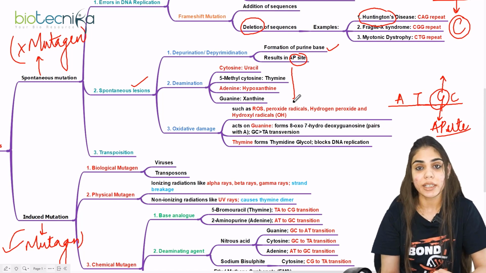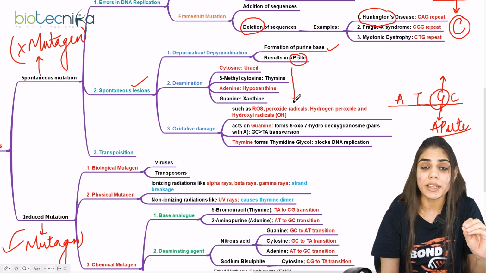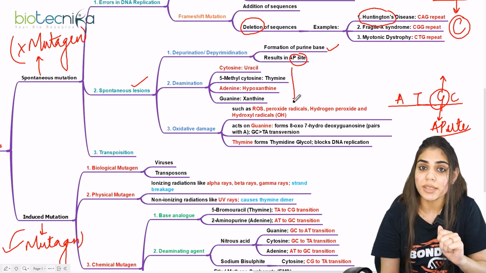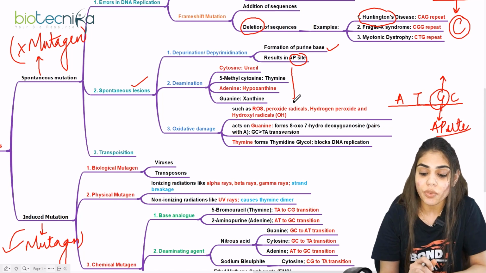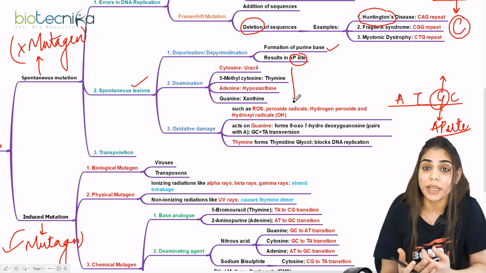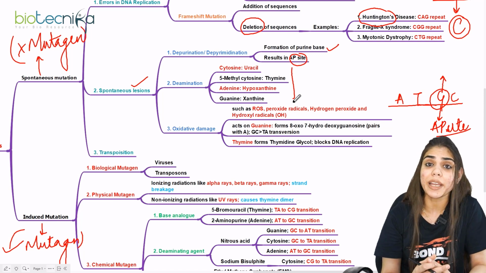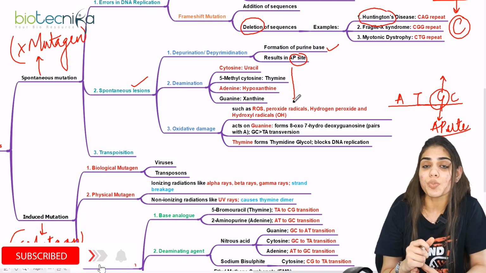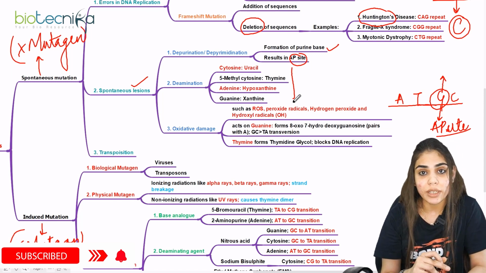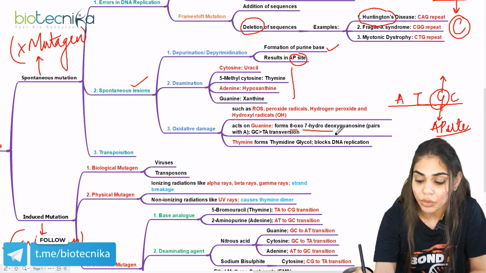What about oxidative damage? The name itself suggests damage that occurs in DNA in the presence of oxygen radicals, and that is called oxidative damage. Examples can be any reactive oxygen species: it can be hydroxyl radical, peroxide radical, or even hydrogen peroxide. All these molecules cause damage in the DNA. It mainly acts on guanine and converts guanine to form 8-oxo-7-hydroguanosine.